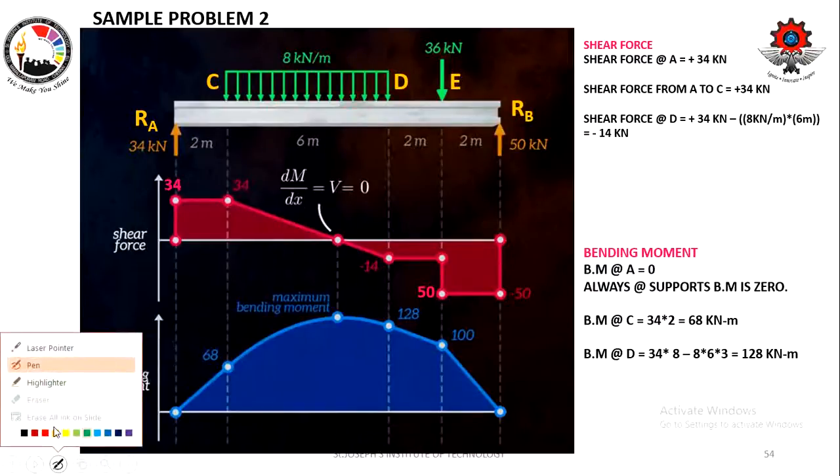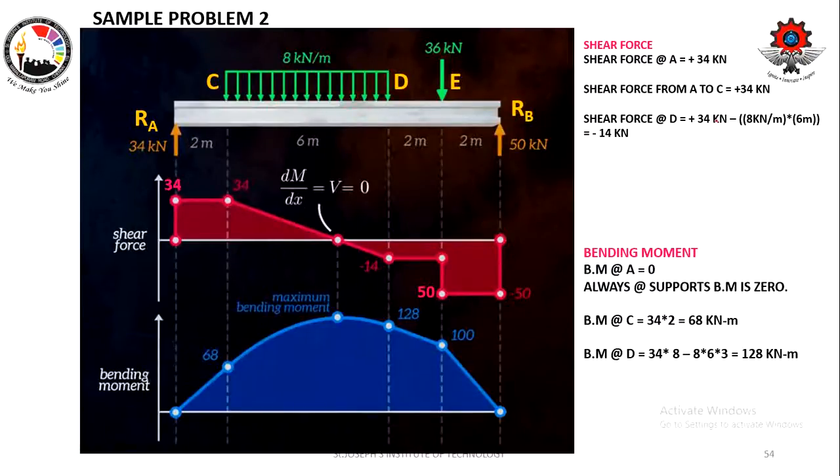So let us take, we have to change that UDL into a normal load. For that, what we are supposed to do is multiply this 8 with 6. That will give you a normal load, right? So 8 kilonewton per meter into 6 meter. Therefore 34 minus 48, that will result in minus 14. So this is your minus 14.